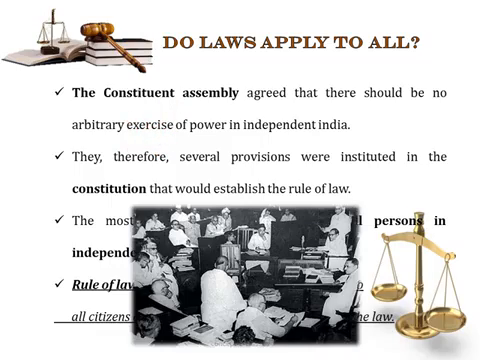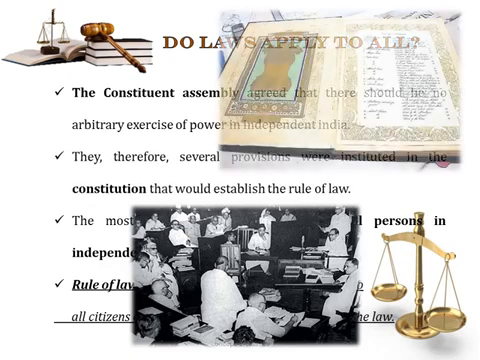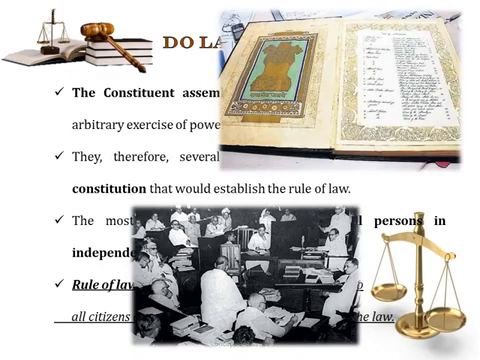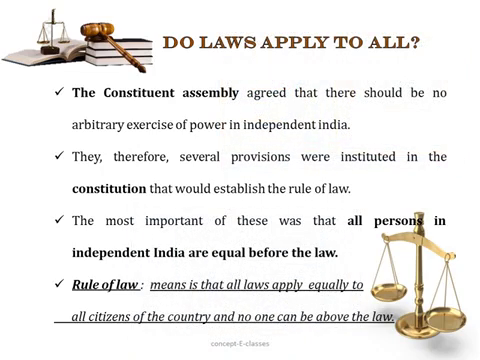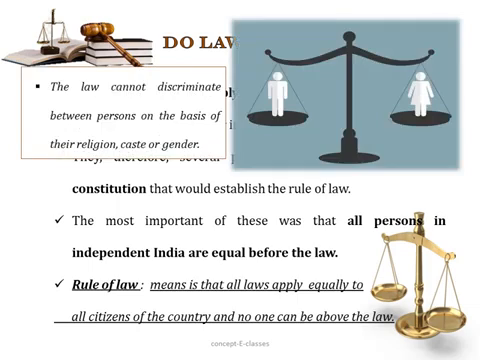So the Constituent Assembly made sure that no such power should exist in independent India, and for that they made several provisions in the constitution that established the rule of law. The most important of these provisions was that all persons in independent India are equal before law. The law cannot discriminate against any person based on their religion, caste or gender.